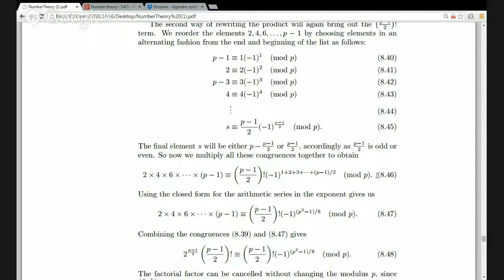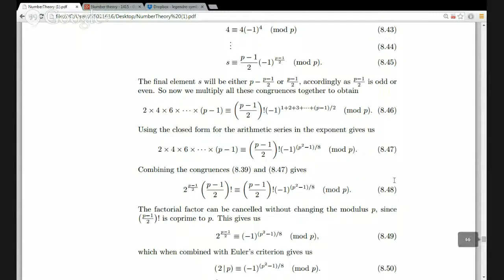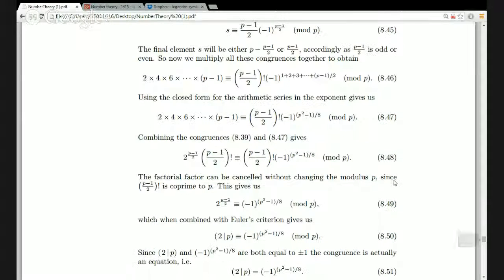So now what we do is we equate these two descriptions. So our power of 2 times the factorial is the same as this factorial times the power of minus 1. We don't equate them, we congruence them. They're both congruent to one another. Now the (p minus 1)/2 factorial, we can strike out from both sides.